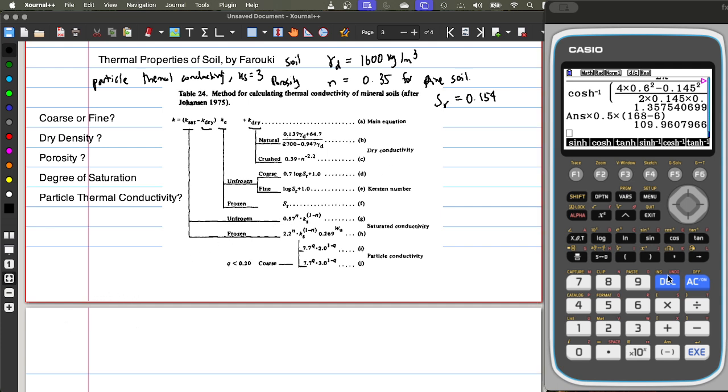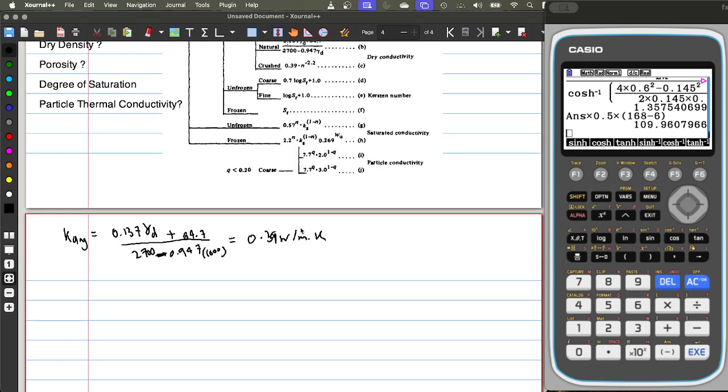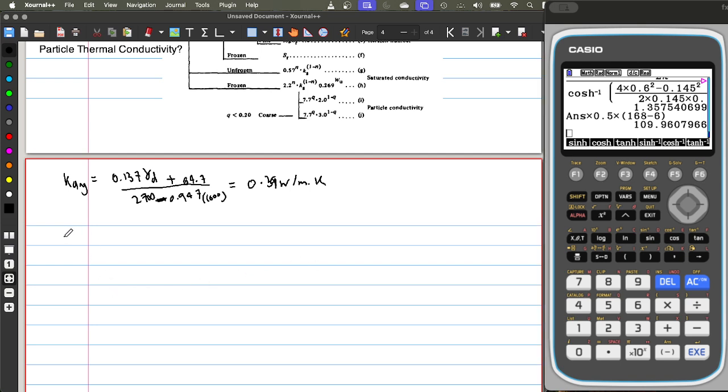So we have our K dry, right? K dry is equal to 0.137 times density plus 64.7, over 2,700 minus 0.947 times 1,600, and this gives us a value of about 0.39 watts per meter Kelvin when you do the calculations. So after this, we can work out K.